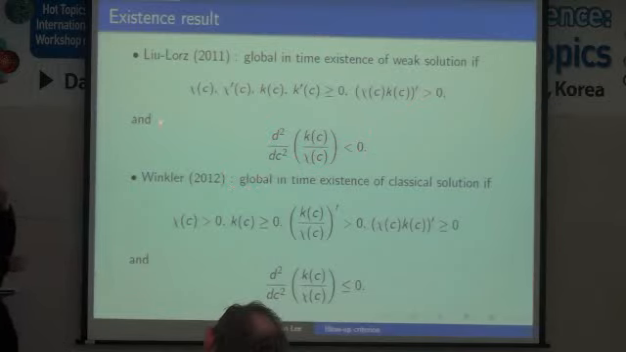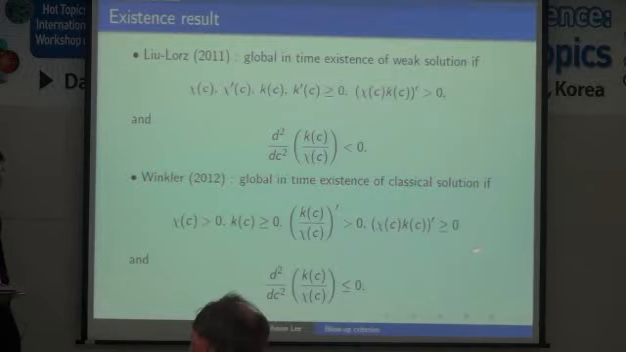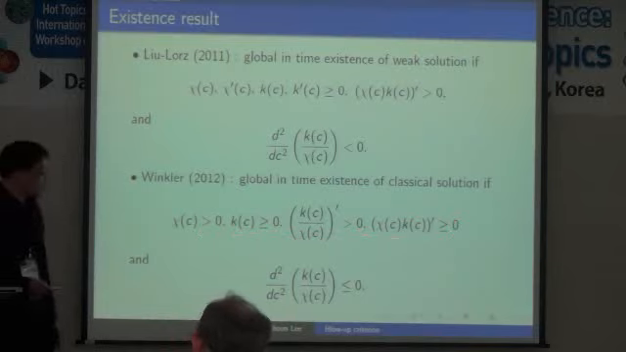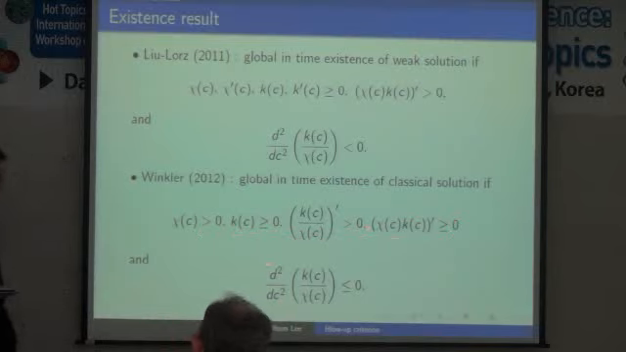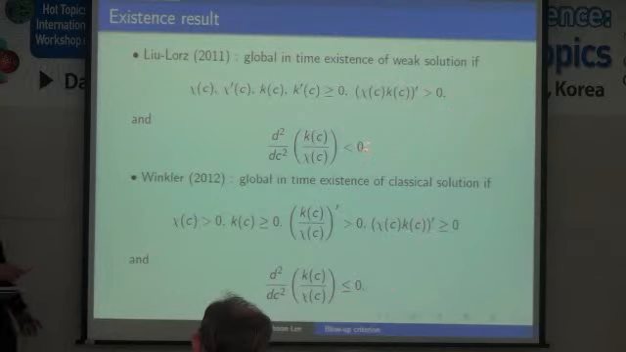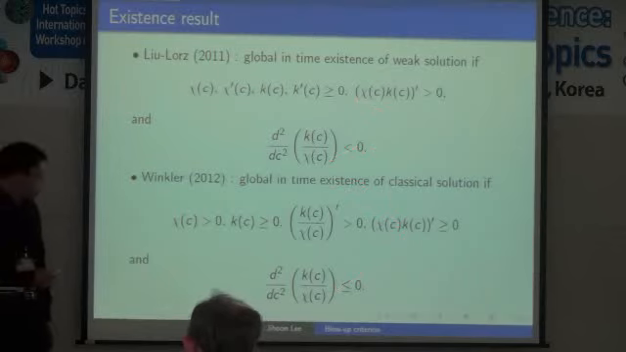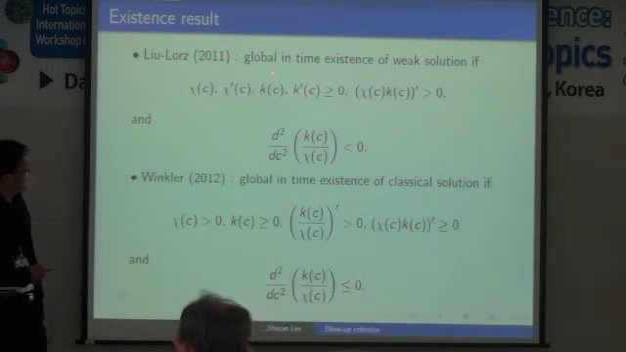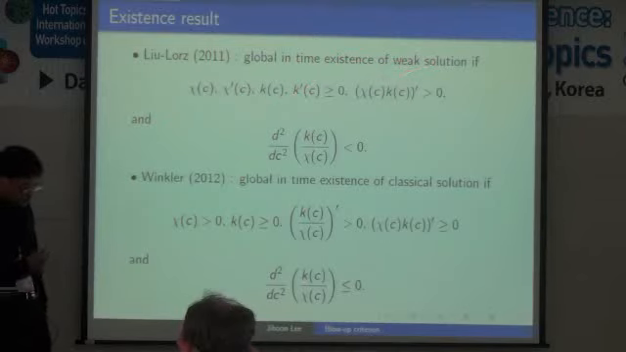And actually Winkler in 2012 showed, in 2 dimensions, the global in time existence of classical solutions, if this quantity is non-negative or positive, and also this second derivative is negative or equal to 0. Actually their conditions are slightly different, but there is no inclusion between these 2. And this is the global in time existence of weak solutions, and this is the global in time existence of classical solutions.